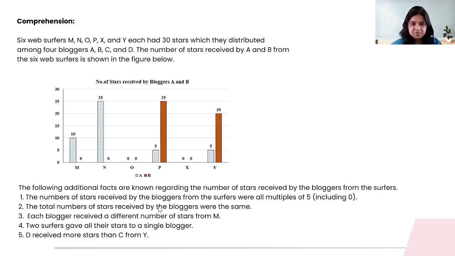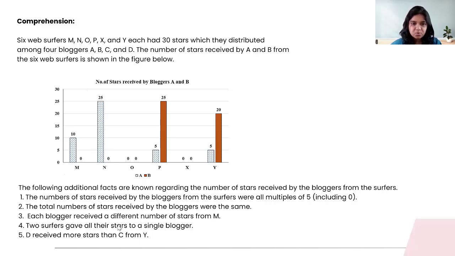The total number of stars received by the bloggers were the same. So all the bloggers received the same or equal number of stars together, in total. Each blogger received a different number of stars from M. So M has given a different number of stars to each of them. A has 10 stars, B has 0 stars, C will have another number apart from 0 and 10, and D will also have another number apart from all the 3 of them.